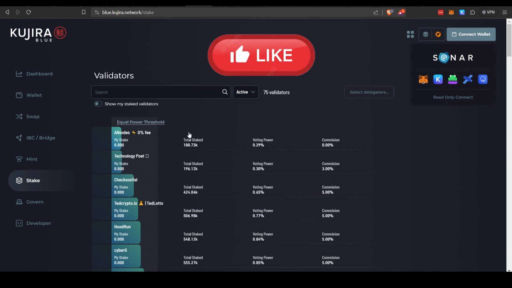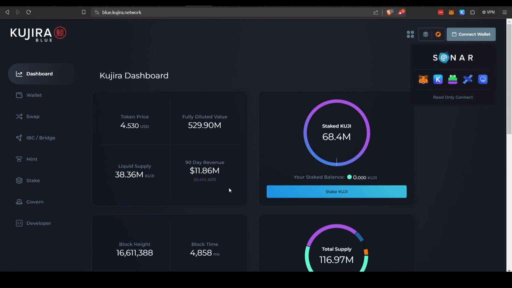If we go back here, it looks like we're receiving around 20.5% APR for staking the Kujira KUJI currently. Once you stake those tokens, they'll be locked up for 2 weeks. Once you want to unstake them, you won't be receiving rewards, and it'll take 2 weeks to get back in your wallet. So just be aware of that.